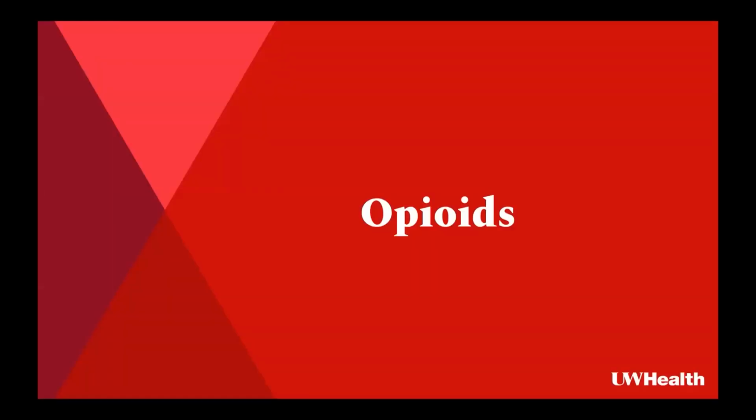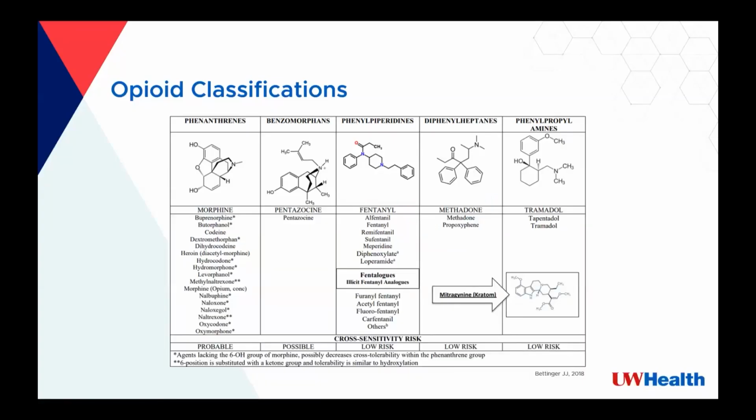All right, so next we will jump into opioids and talk about opioid hypersensitivities. When talking about opioids, it's important to understand their classification based on their chemical structures. I don't want to spend too much time on this chart here, but I just want to point out that we have the 5 main classes of opioids. For each of the classes, we see the common chemical structure, the common agents in that group, and then along the bottom, the cross-reactivity risk.